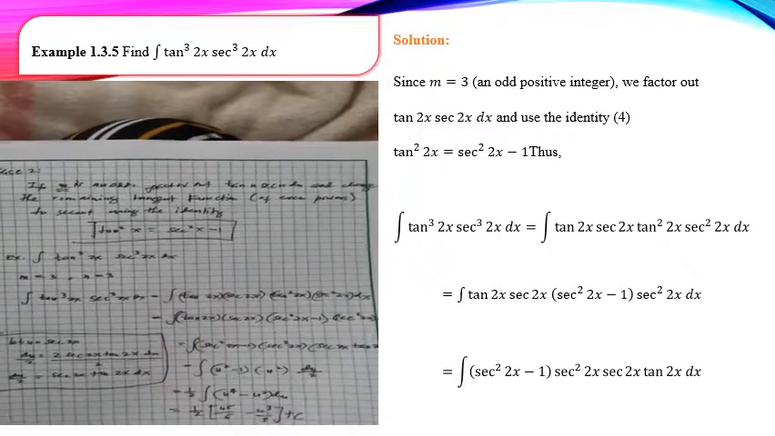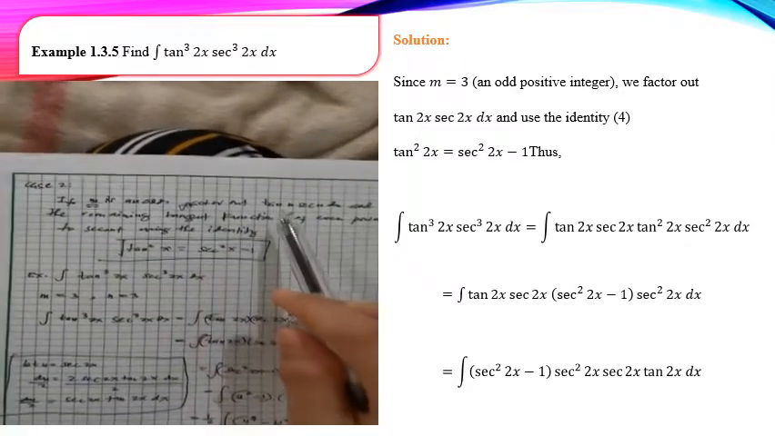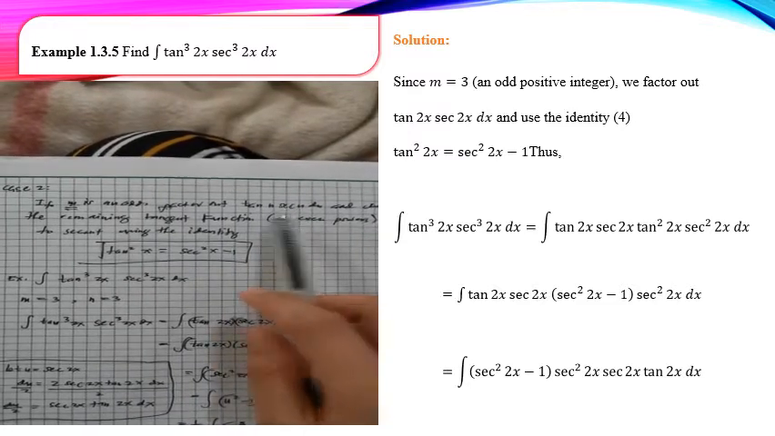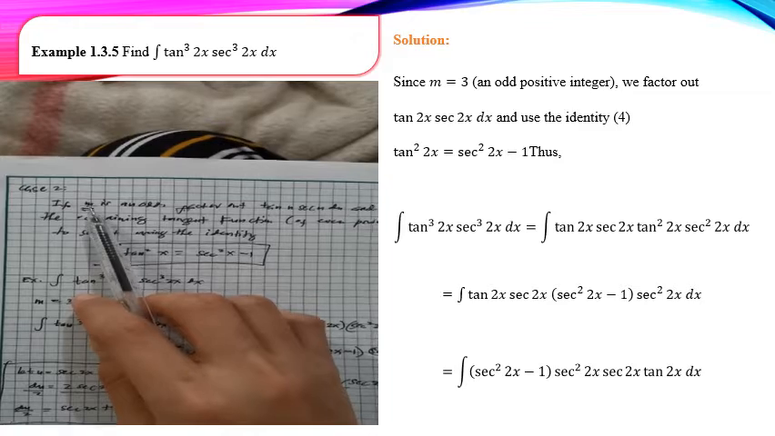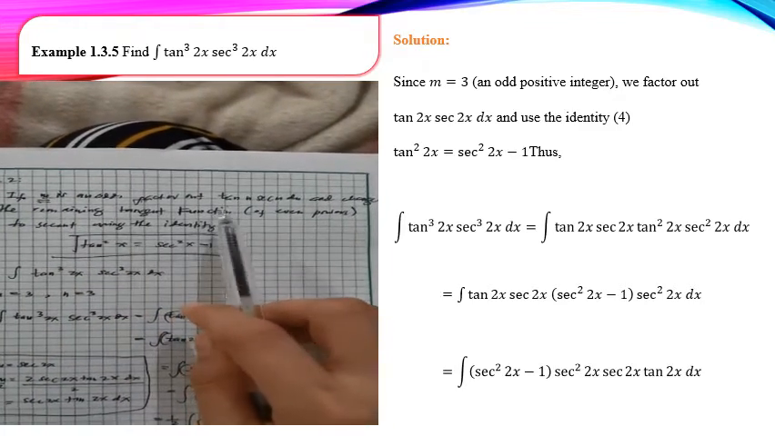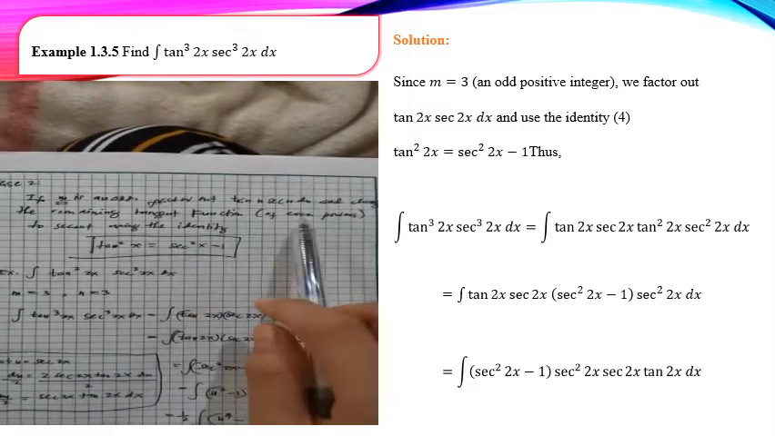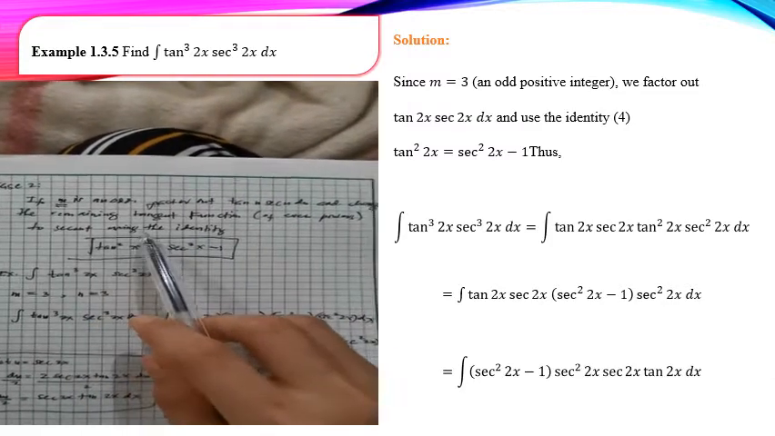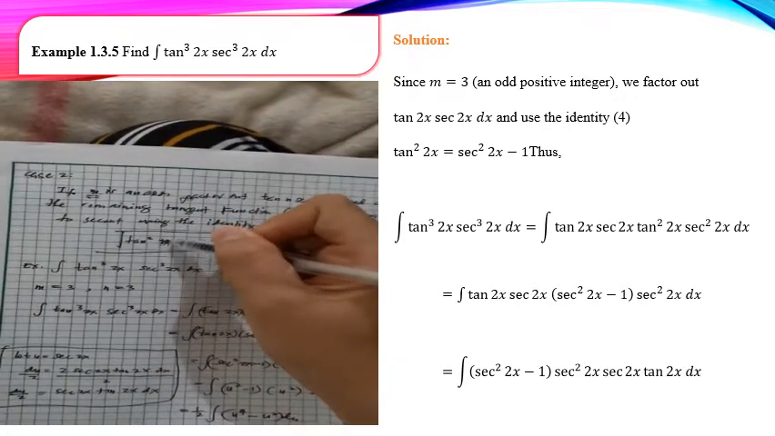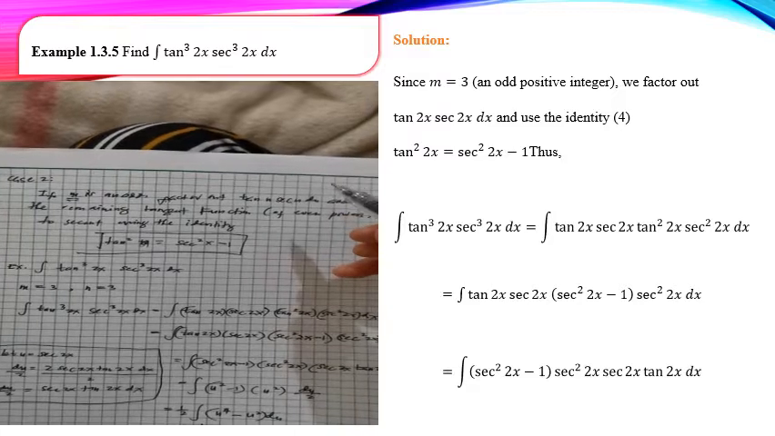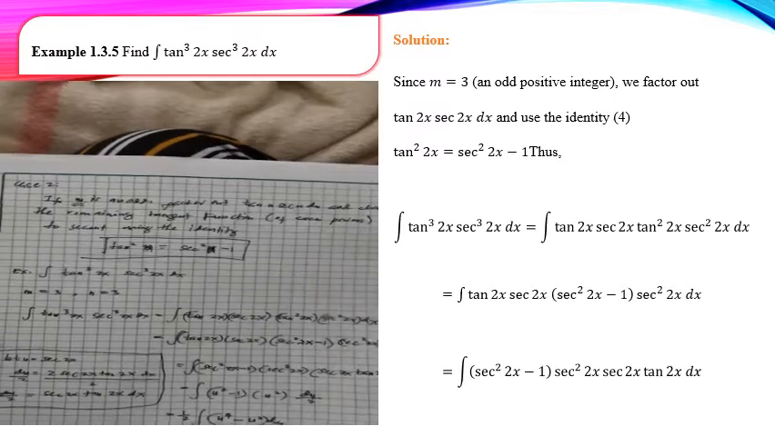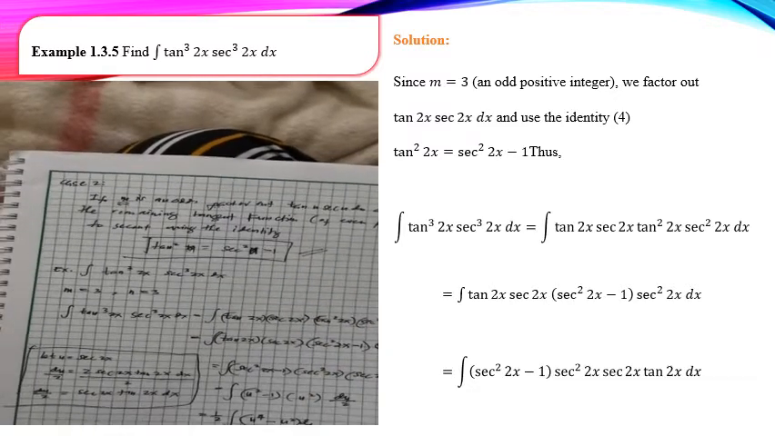Okay, so ibig sabihin, babawasan natin si tangent ng isa, babawasan din natin si secant ng isa if yung exponent ni tangent is an odd number. And then, change the remaining tangent function. Ang papalitan lang natin is yung tangent function of even powers to secant using the identity tangent squared u is equal to secant squared u minus 1. So, eto din yung gagamitin natin na identity sa case 2.